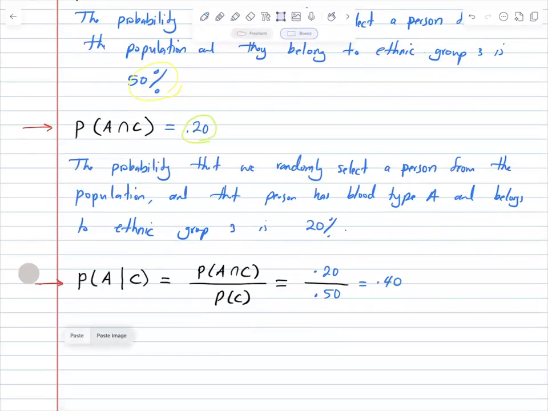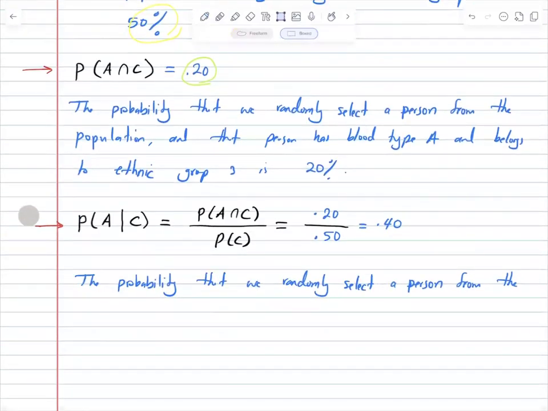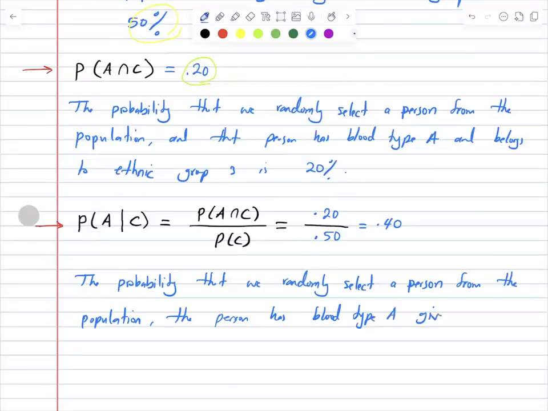So you're going to word this differently as the probability that we randomly select a person from the population, the person has blood type A given that person belongs to ethnic group 3.